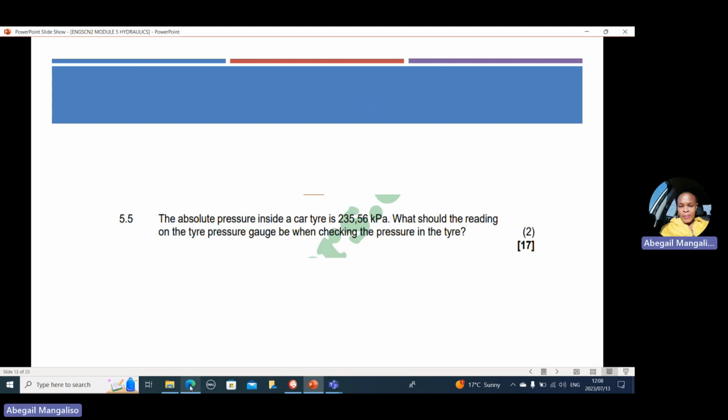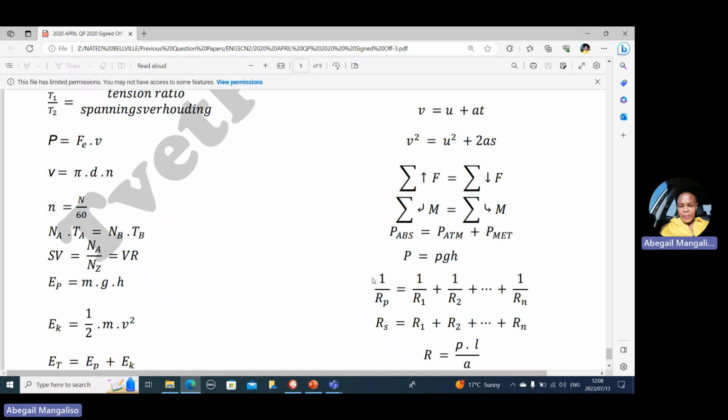Now let's look at the formulas that will be given in exam. The absolute pressure will be given. You need to remember the PMET is the gauge pressure, which is also calculated this way. So sometimes you can be given its reading, or you can be given the height, which you must first calculate it. The solution, you are looking for what is the PMET.